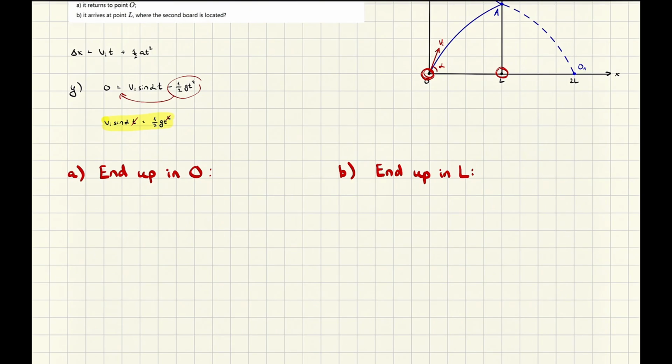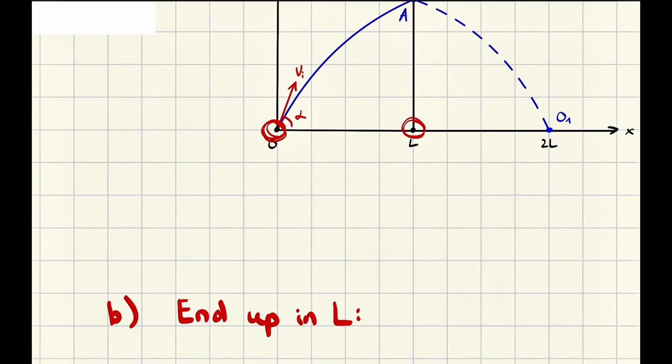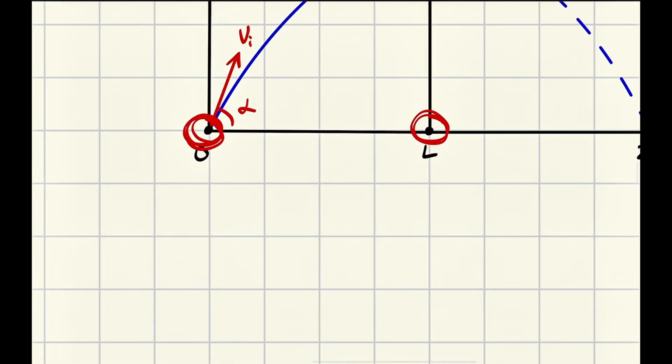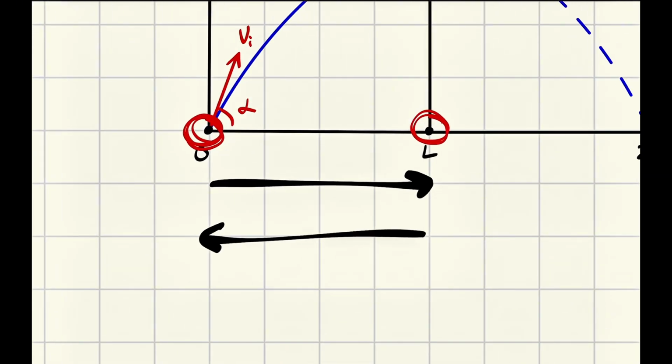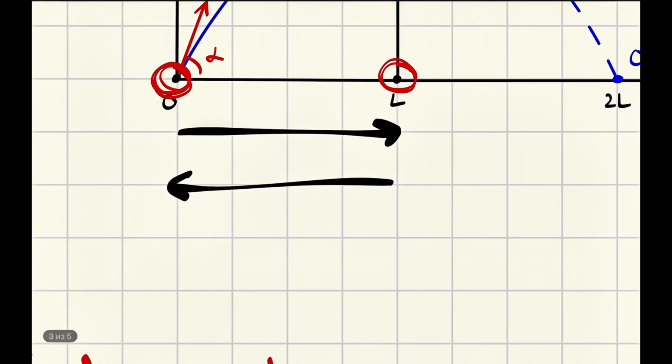If we need to end up in O, what do we need to do? In fact, we have to move some path L and go back. But we don't know how many times. What we know is this amount has to be multiplied by 2. Yeah, 2x. Why?